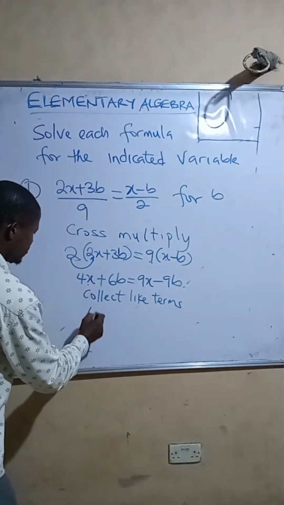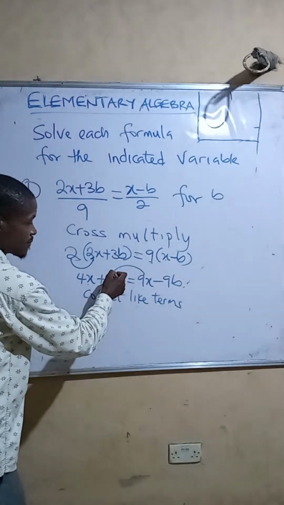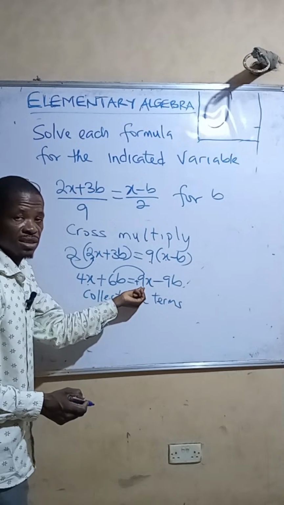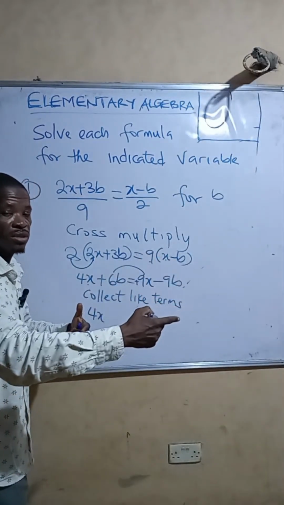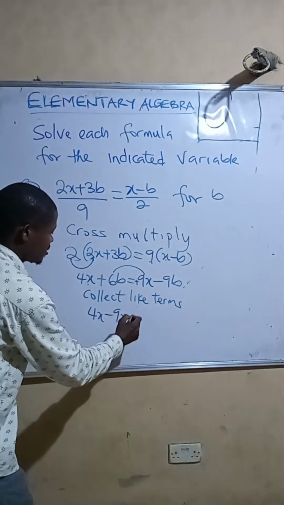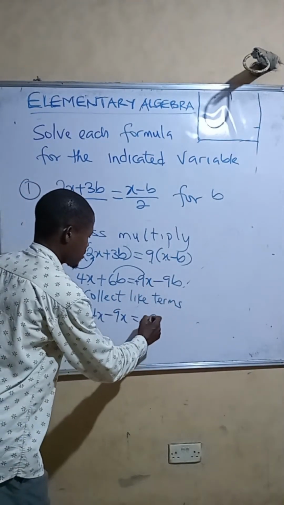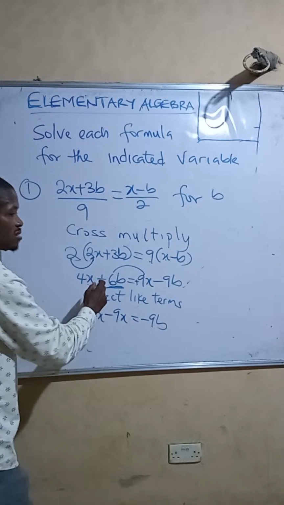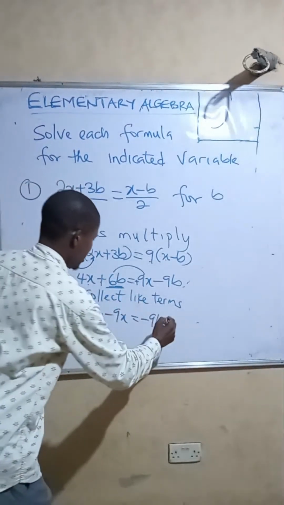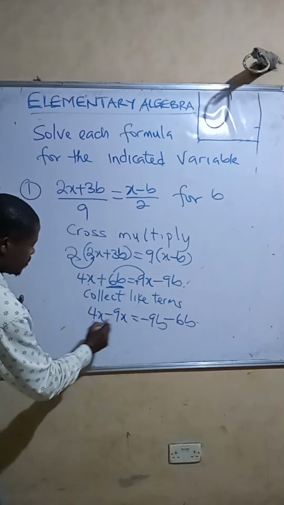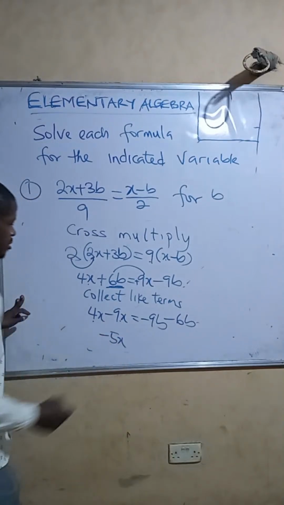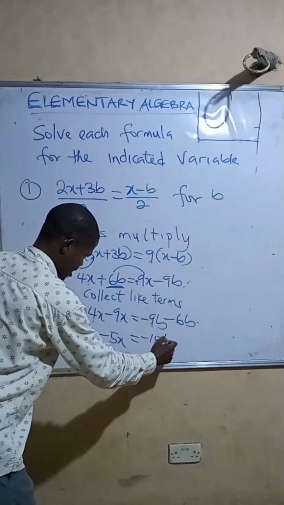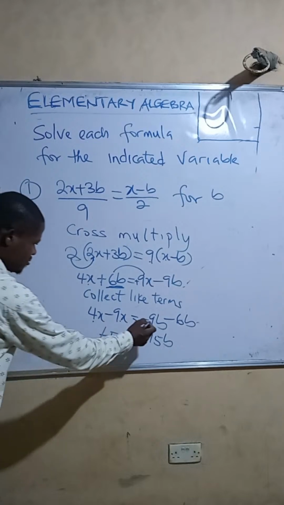This is a 4x. Move this one to the other side. This is a plus 9x. When plus moves over an equal sign, the sign changes. Okay, it becomes minus 9x equal to, this is minus 9b. Okay, move this plus 6b to the other side. So when plus moves over an equal sign, it becomes negative. So that's minus 5x. That's a minus 9b, minus 6b, that's minus 15b. So minus cancels minus.